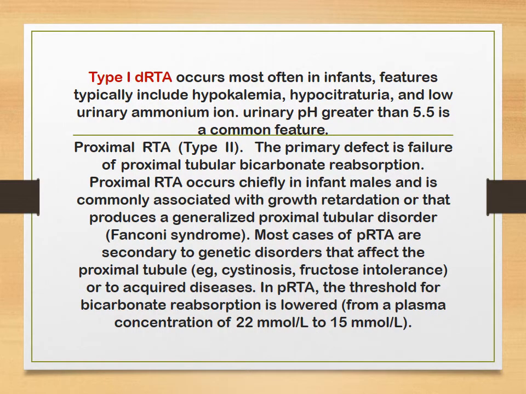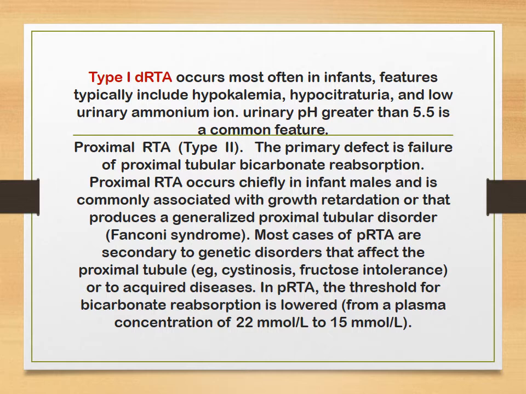Usually in renal tubular acidosis, GFR is normal or slightly decreased, and the anion gap is usually normal. However, in type 1 distal, there is hypokalemia because of a defect of secretion of hydrogen ion. Also, there is an increase in secretion of potassium in exchange with sodium, resulting in hypokalemia, hypocitraturia, and low urinary ammonium.